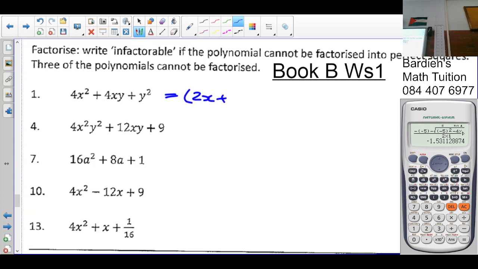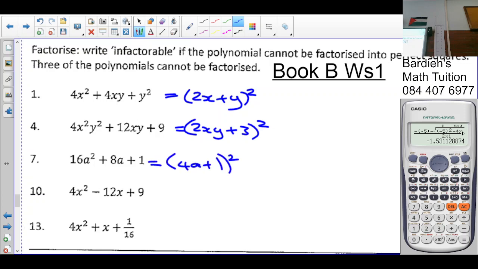2x plus y, squared. Next one. 2xy plus 3. Next. 4y plus 1, squared. Next. 2x minus 3. Just hang on, you're too fast for the board. The last one is 2x. We got all right.